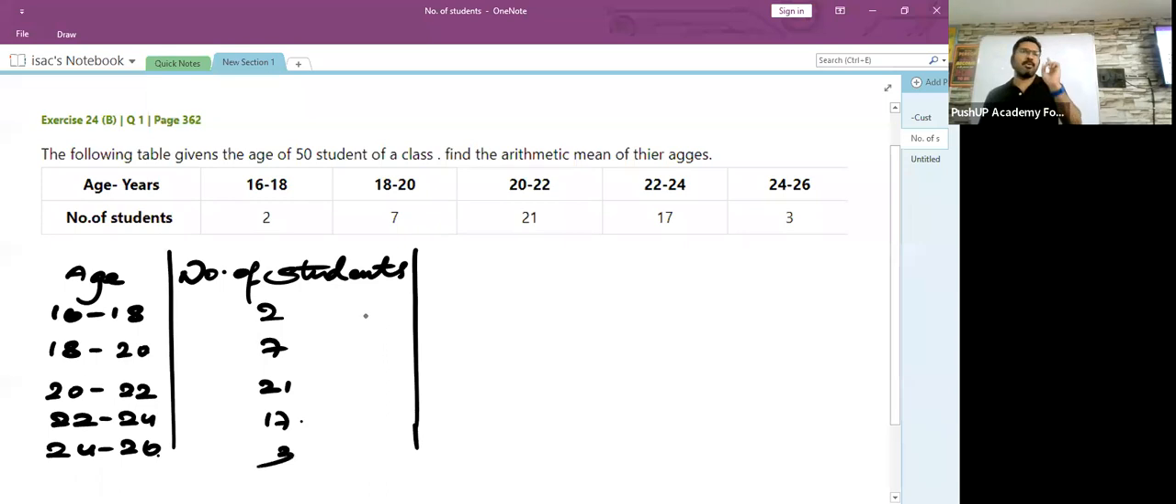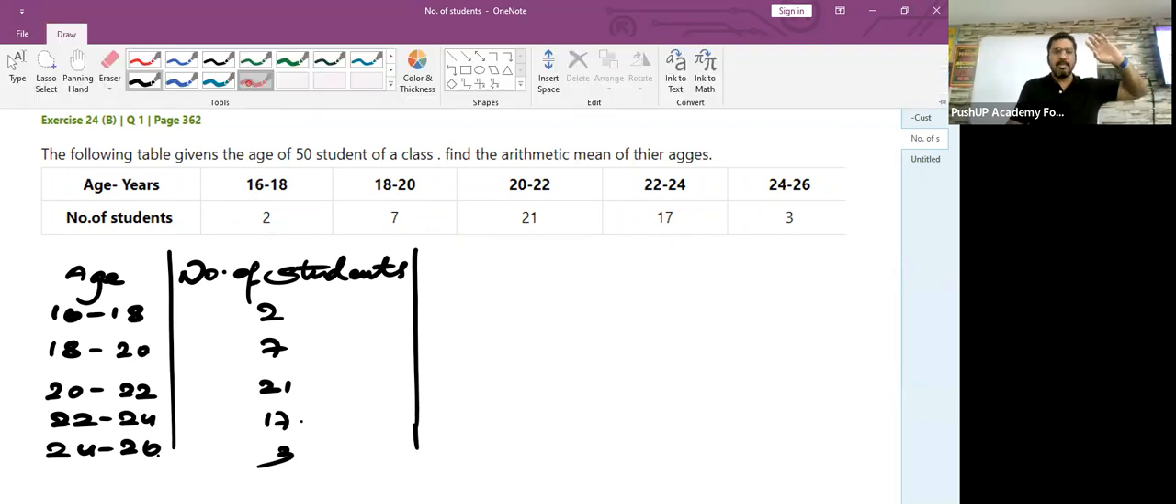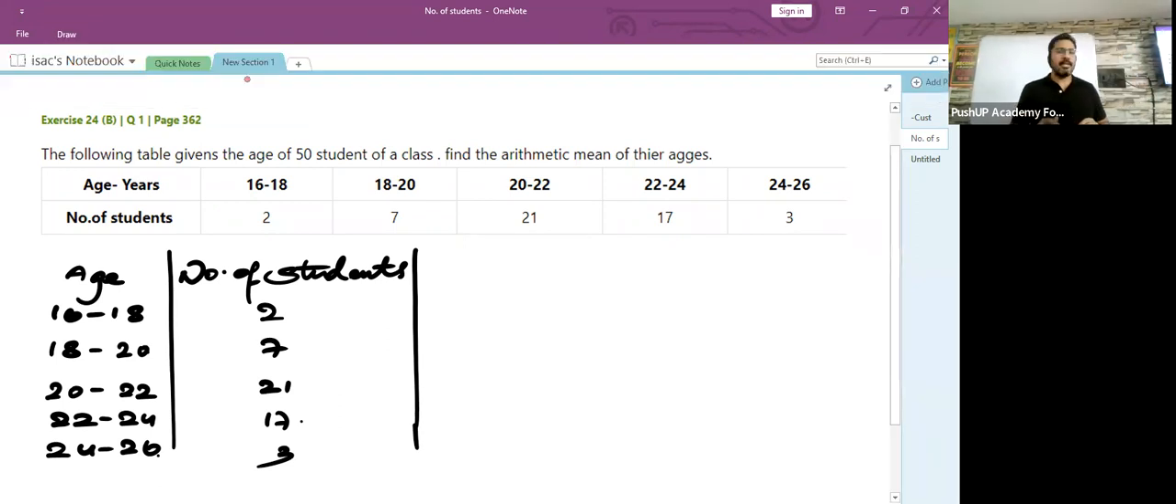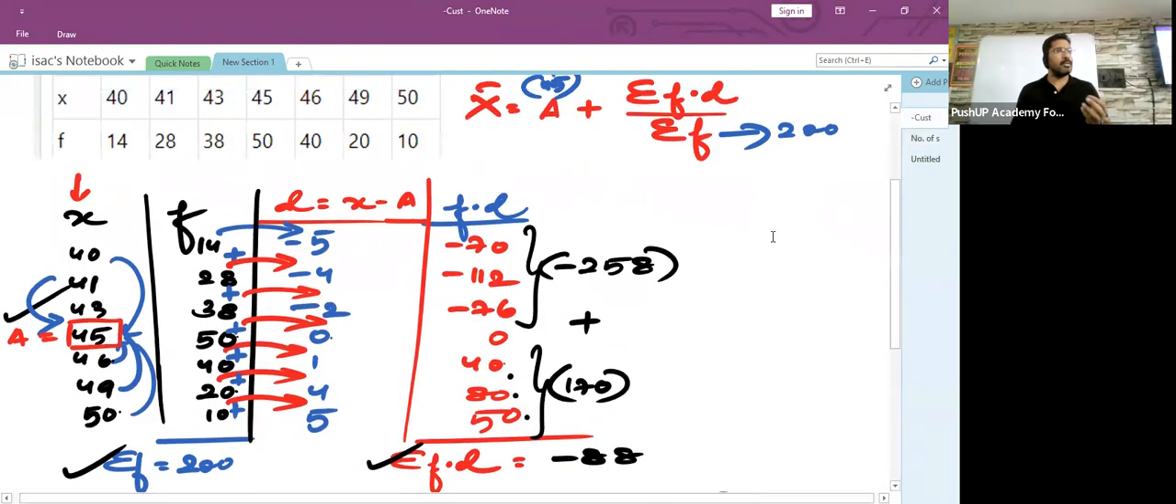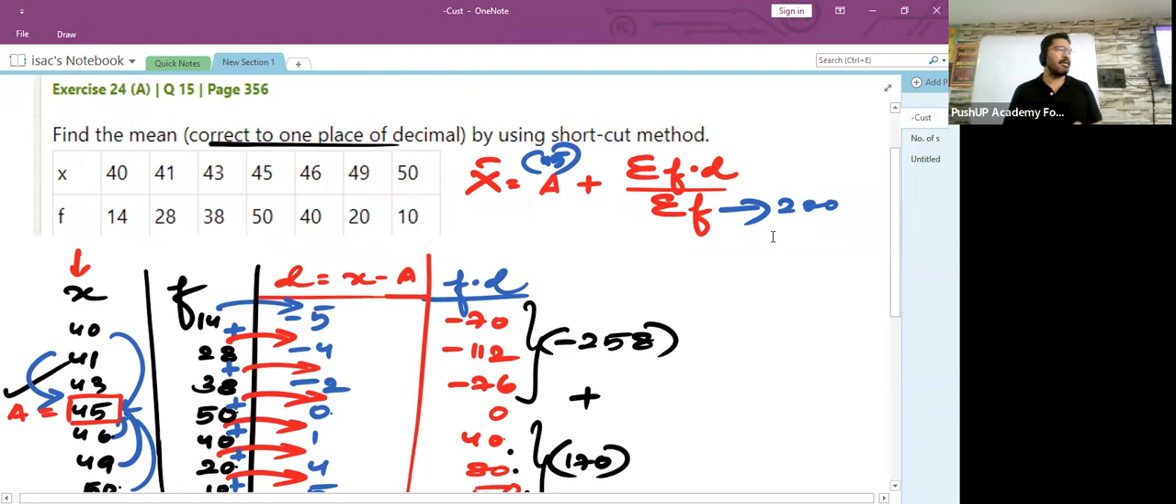I will have to explain only one additional point for grouped data, children. Just one additional point, and you will learn how to apply the shortcut method for grouped data. Pay attention. The additional point is, in the previous sum, when ungrouped data was given to us and they had asked us to find the average, we had two columns initially. Which were the two columns for?